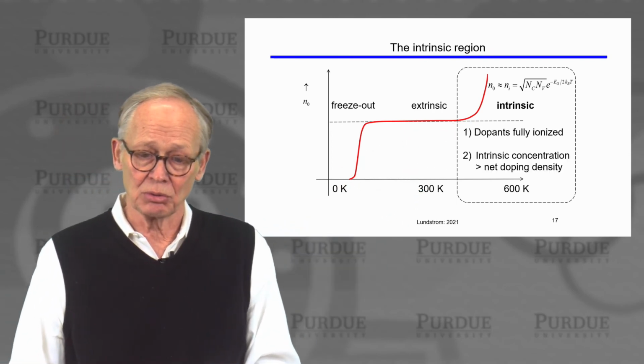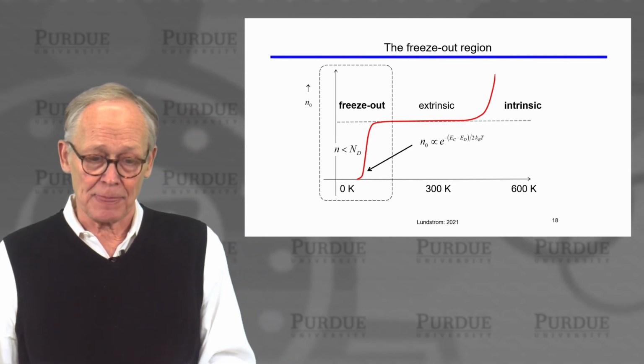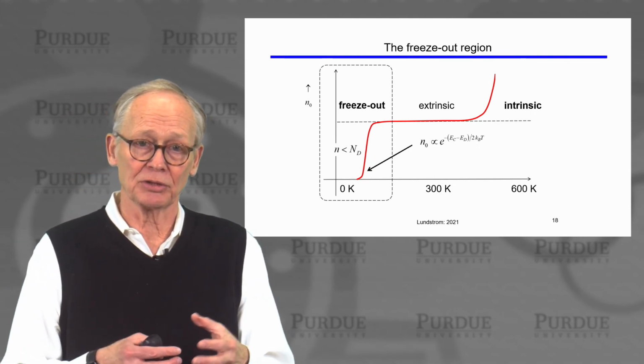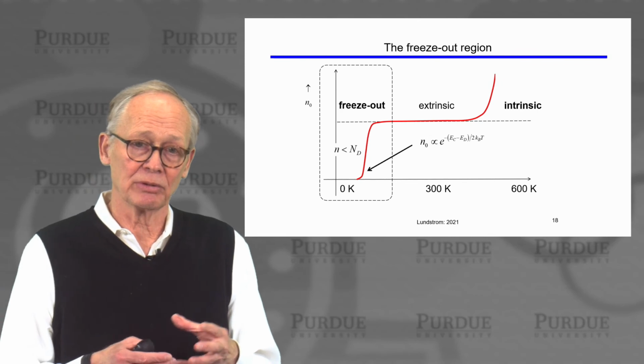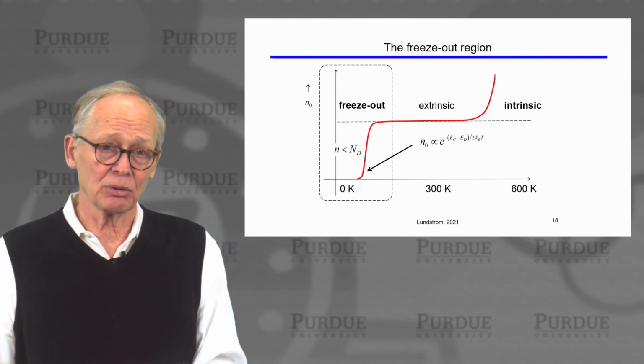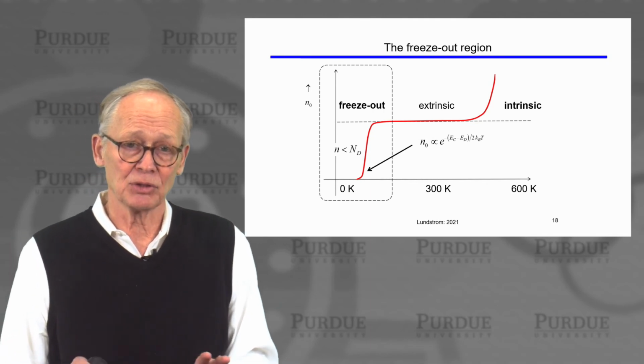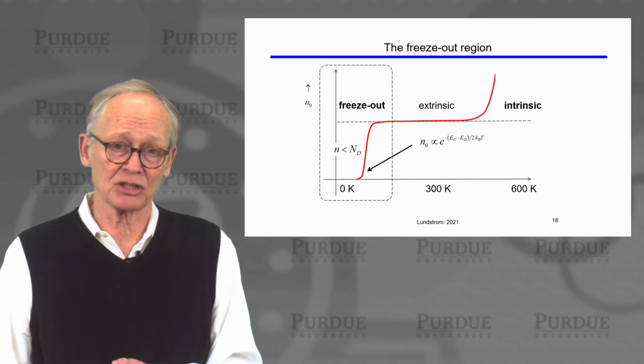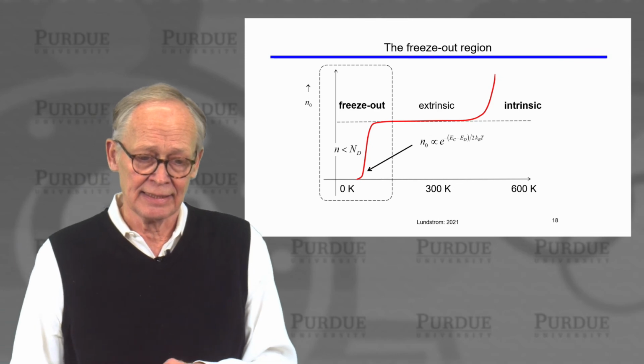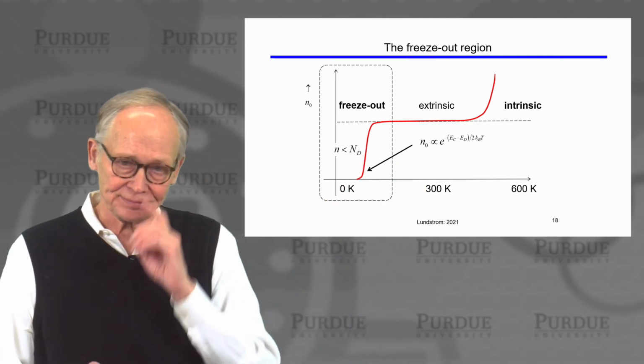What if we go to low temperatures? Okay, at low temperatures, the dopants start to freeze out. So we have fewer and fewer carriers. Eventually, if we go to low enough temperatures, all of the dopants will freeze out, and we have no electrons in the conduction band or no holes in the valence band. This is called the freeze-out regime.